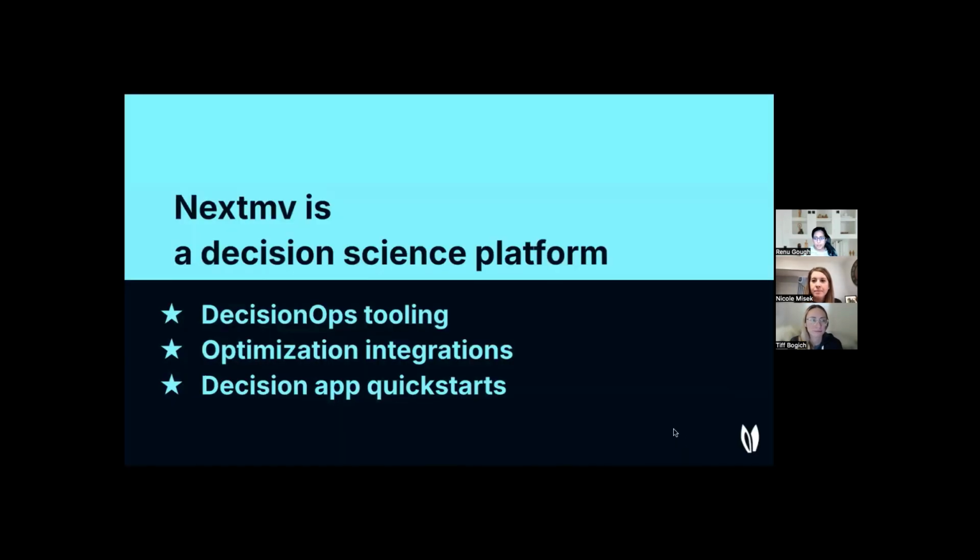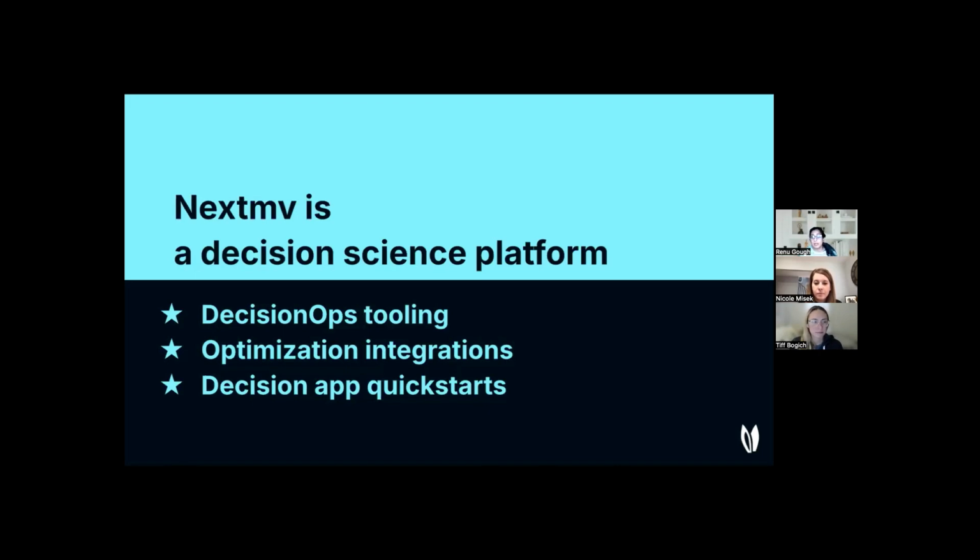So as promised, we'll do a very quick introduction of Nextmv. Nextmv is a decision science platform. So the platform accelerates decision science and data science teams with these core offerings. So we provide decision ops tooling, which includes a testing framework, a system of record for your model, simple deployment, and more. We also offer optimization integration.